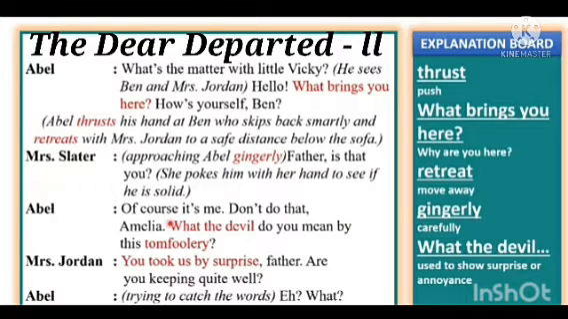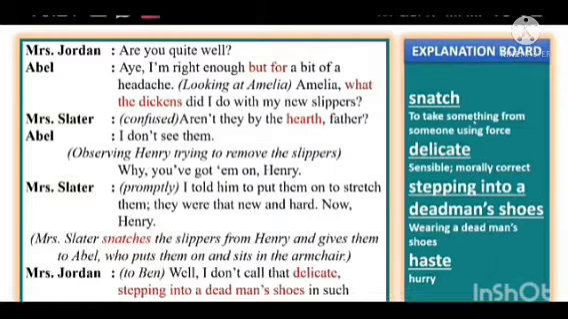He thinks, the whole family thinks that he was dead. Who was dead? Abel Merriweather. He was dead. After they identified him, they were very shocked. Mrs. Jordan asked, are you quite well?